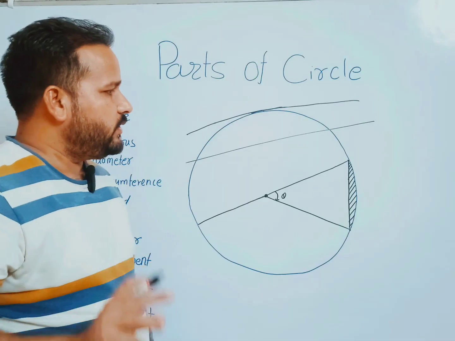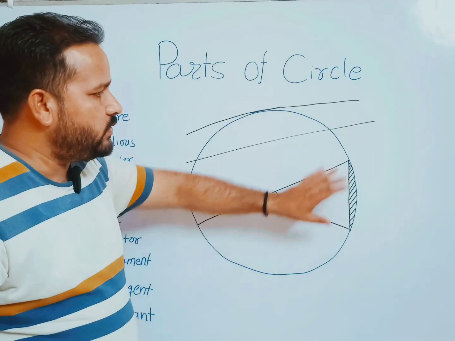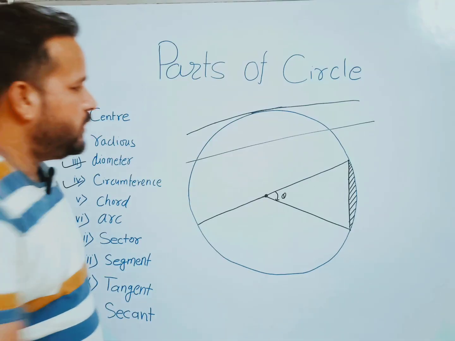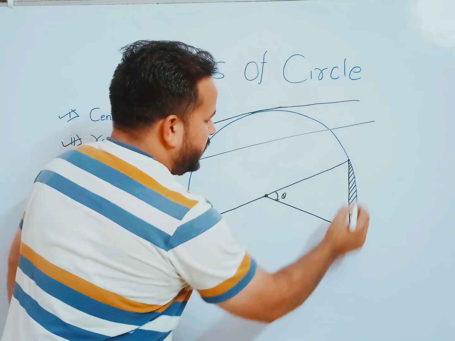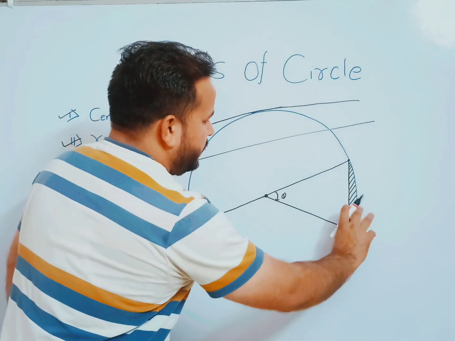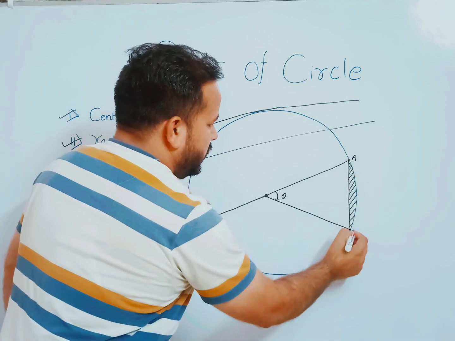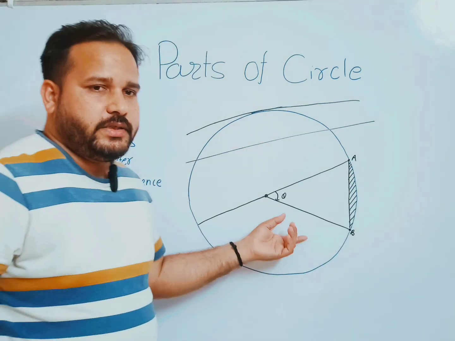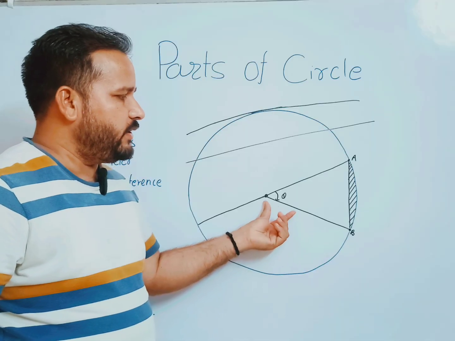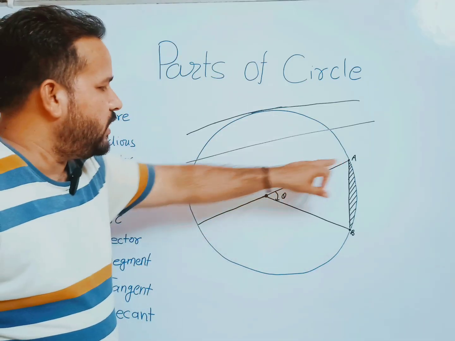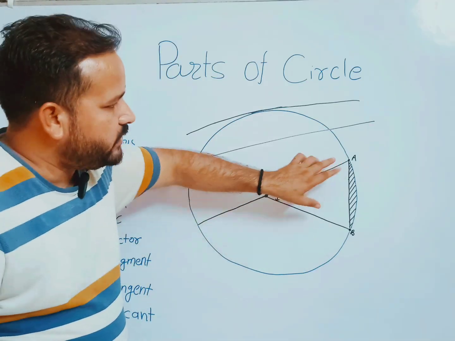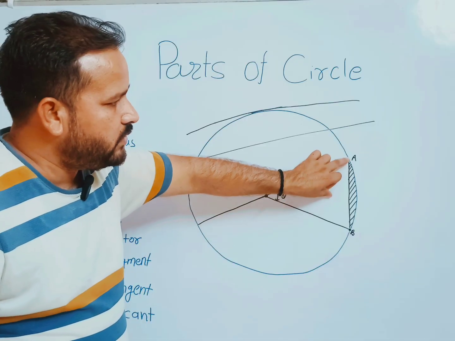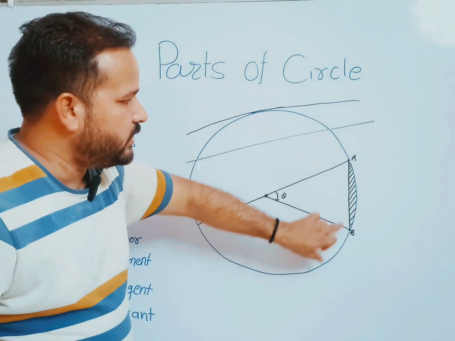any line that touches 2 points on the circle. This is one point, this is another point. The line meeting this point A or B, this is called chord, and the largest chord of the circle is diameter. Okay, this is the largest chord, and the definition is the 2 points on the circumference meeting each other. This is called chord.